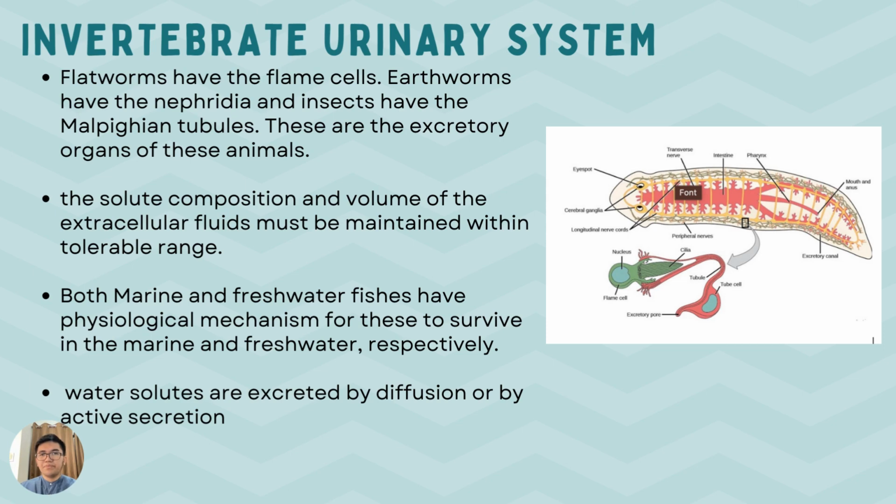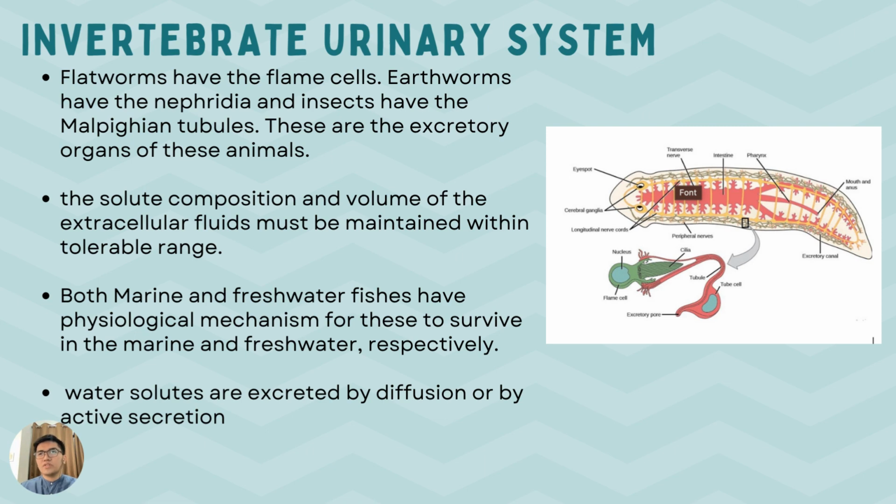Next, we have the urinary system of the animals. It's either invertebrate or vertebrate. So in invertebrate, we have the flatworms having the flame cells, earthworms having the nephridia, insects have the Malpighian tubes. These are the excretory organs of these animals.